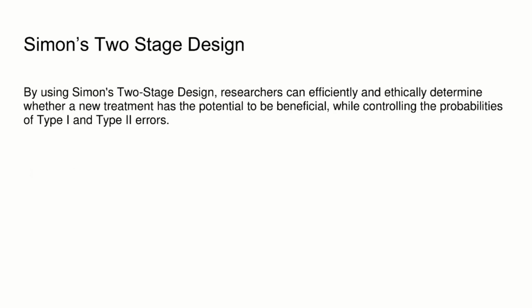By using Simon's two-stage design, researchers can efficiently and ethically determine whether a new treatment has the potential to be beneficial while controlling the probabilities of type 1 and type 2 errors.